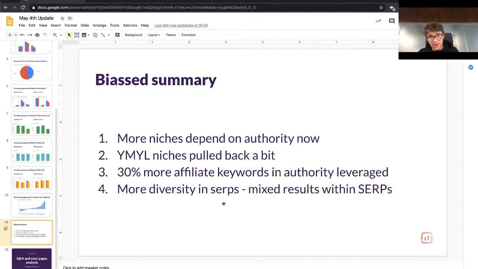So the variance of, for example, domain authority is bigger. So we had more homogeneous SERPs, and now we have more mixed results, like big, small, big, small, big, small in the top 10. So I hope that it will help you a bit to understand what's going on and why some categories of keywords are affected differently than the others.